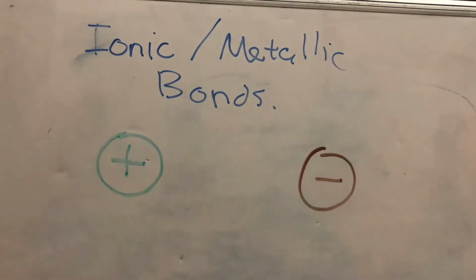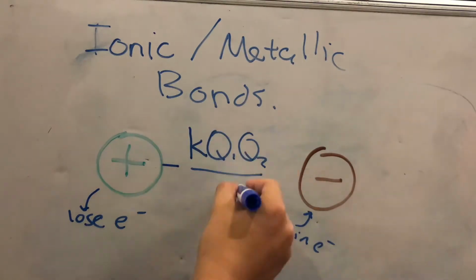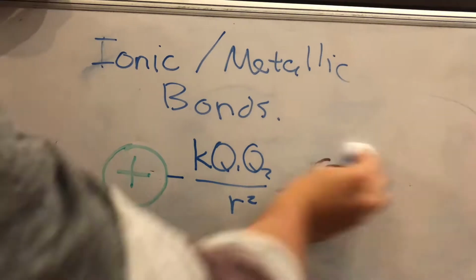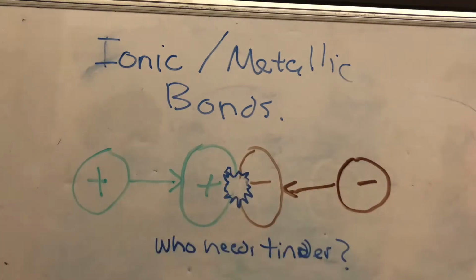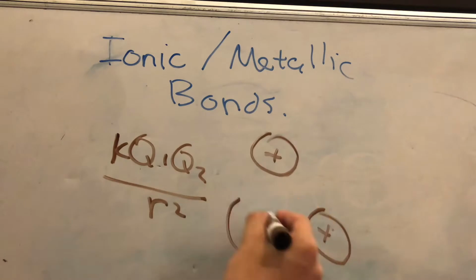The last two types of forces we're talking about are ionic and metallic bonds. Ionic bonds exist between a positively and negatively charged particle. The nature of the bond can be explained by physics using Coulomb's law, k Q1 Q2 over R squared, where Q is the magnitude of the two charges and R is the distance between the charges. Now, when these two charges come together, they form one of the strongest bonds known to chemistry, known as the ionic bond. Essentially, metallic bonds are the same thing.